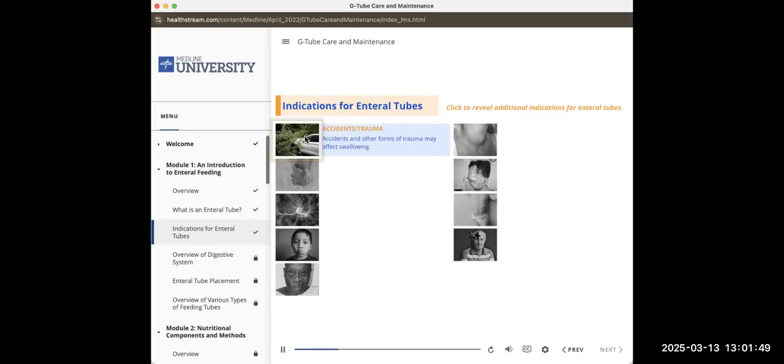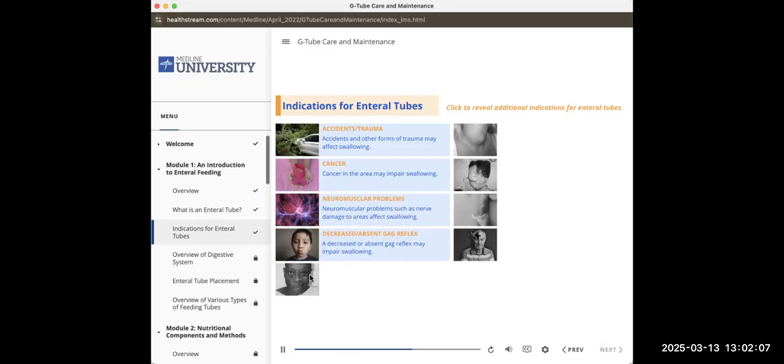Accidents, such as motor vehicle accidents or other forms of trauma, may occur, which may affect swallowing. Cancer in the area may impair swallowing. Neuromuscular problems, such as nerve damage to areas, affect swallowing. The individual may experience a decreased or absent gag reflex, which may impair swallowing. The individual may have facial paralysis, which may impair swallowing.